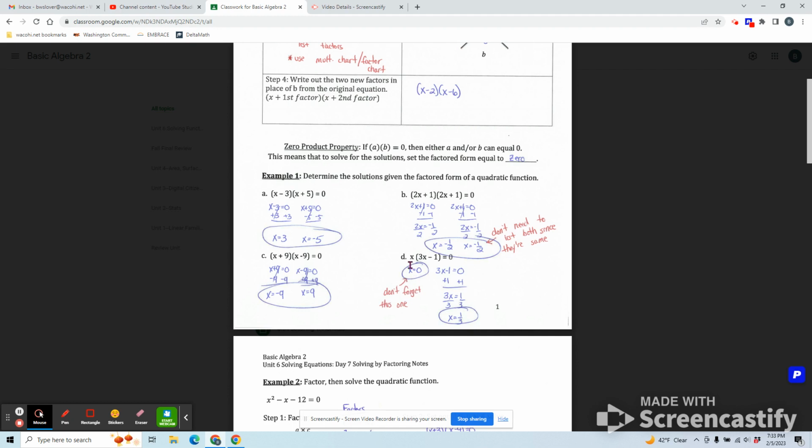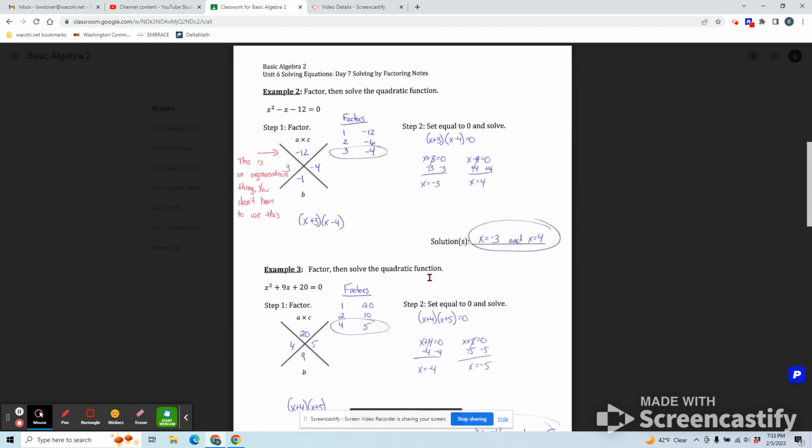Meaning if I were to take x as 0 and plug it in, 0 times negative 1 equals 0. That's a true statement. If I plug in a third, I get a third times 3 times a third is 1, and 1 minus 1 is 0. So a third times 0 equals 0. That's a true statement.